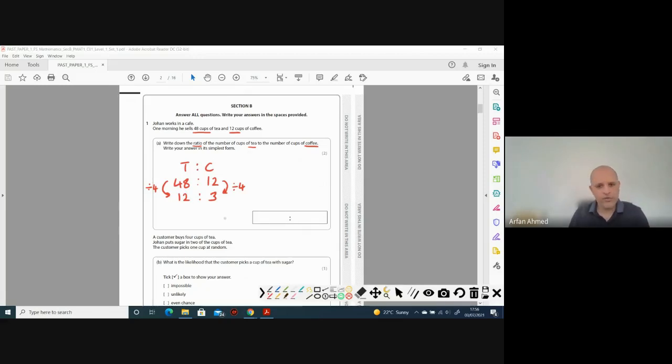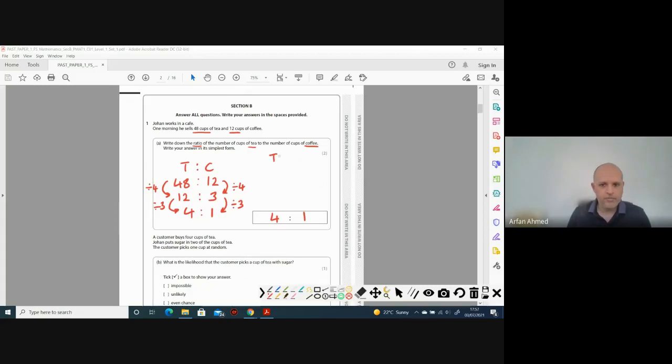But just be careful, this is not your final answer. You have to keep simplifying until you can't simplify anymore. Always recheck, does any other number go into either of these? And it does. You can see that 3 goes into that, and 3 goes into that. So 3 into 3 is once, 3 into 12 goes 4 times. And you can't simplify anymore. Nothing else goes into these apart from 1. So 4 to 1 is your final answer.